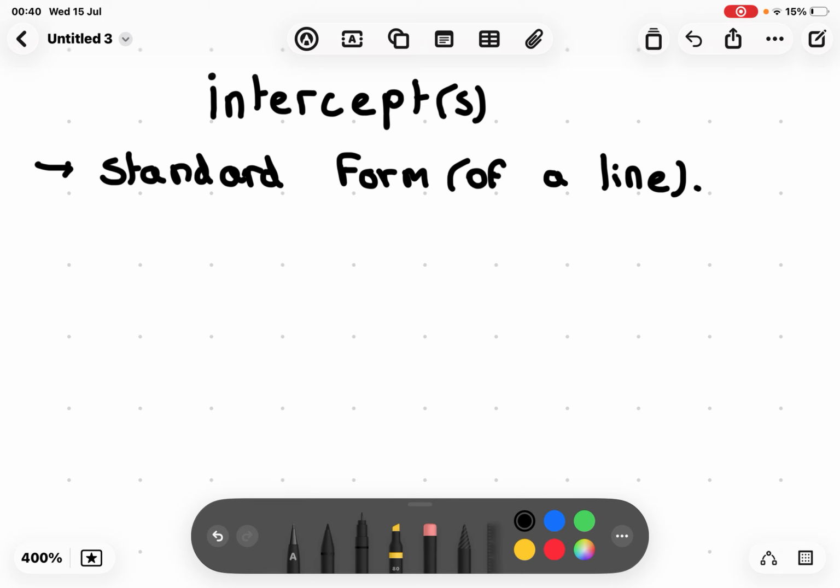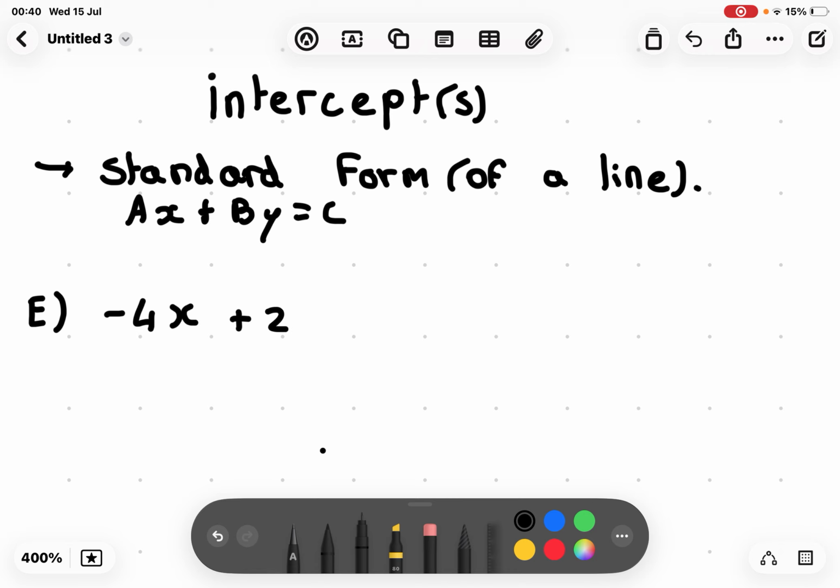So a standard form of a line is represented like this. So, as an example, let's say we have this type of thing, right? In standard form. However, we need to solve for y, and then solve for x. No, basically we have to put it into slope form.